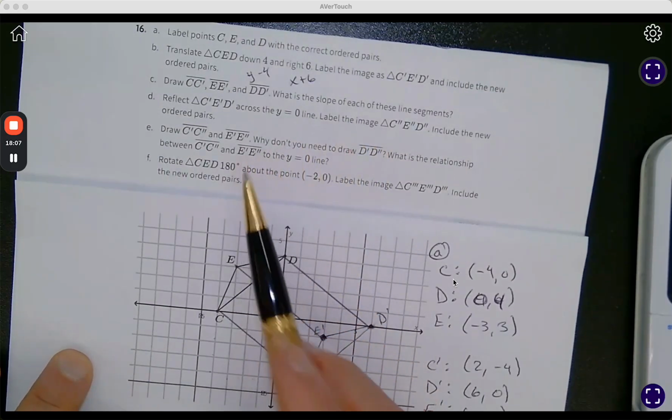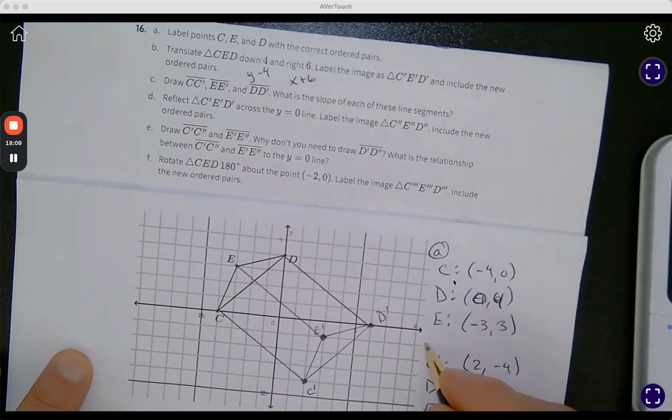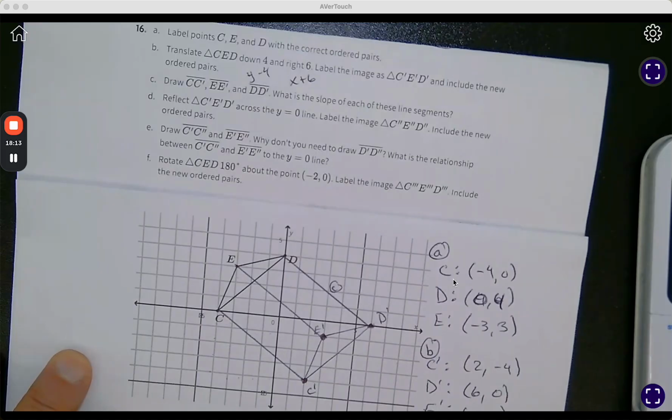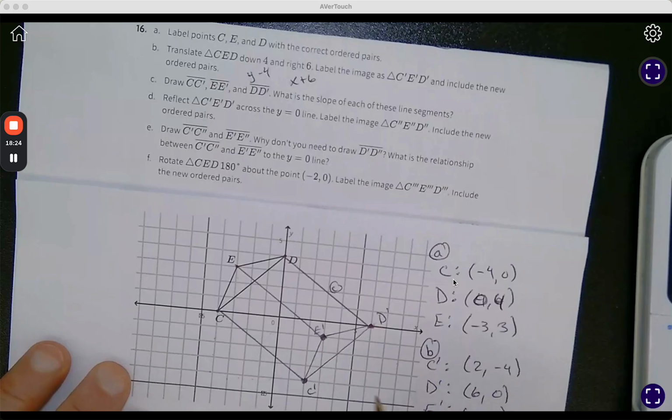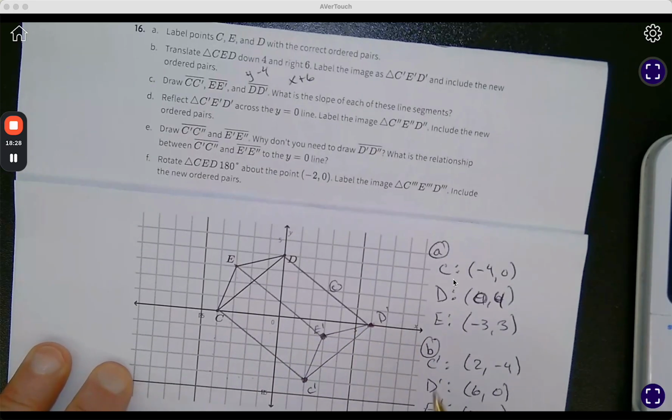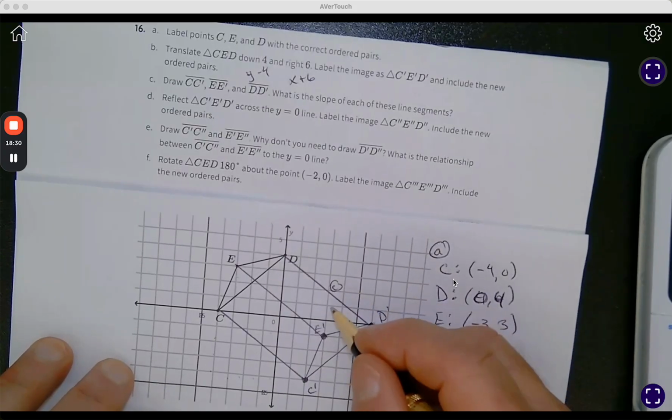Okay, did that. I'm on part D. This is B. That was C. And now I'm on part D. Reflect CED across the y equals 0 line. The y equals 0 line is the x-axis. So D stays the same.